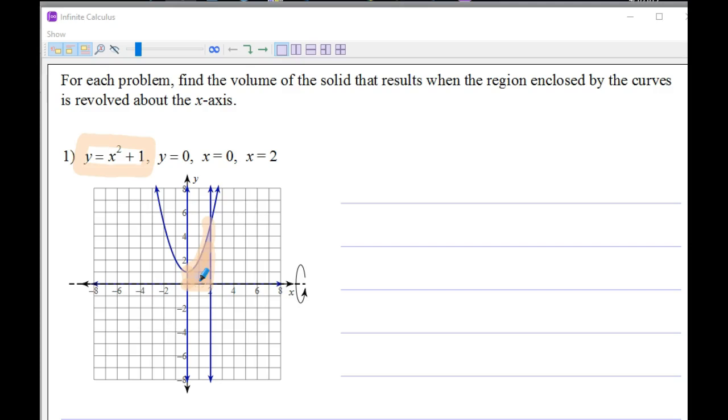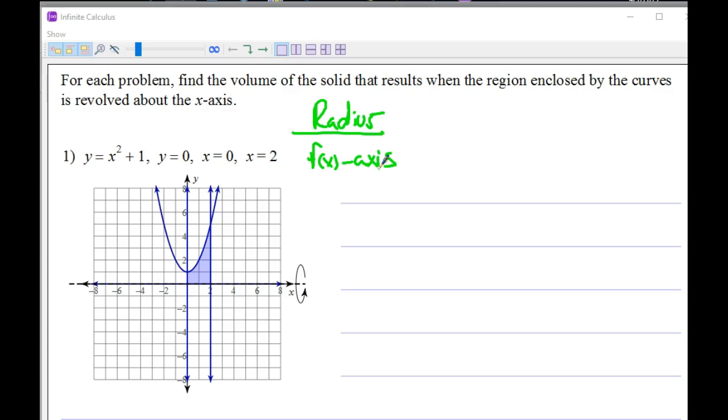And this is with respect to y? No, we're only going to do respect to x, and we'll get to respect to y later on today. All right, so here we go. Step 1 is to find your radius. So let's do that. My radius is, remember, the distance of your function to the axis, right?